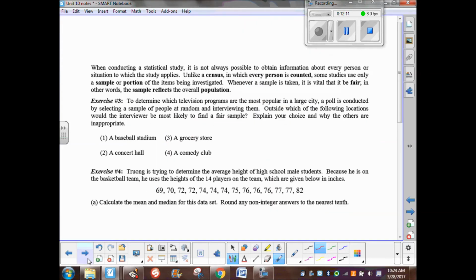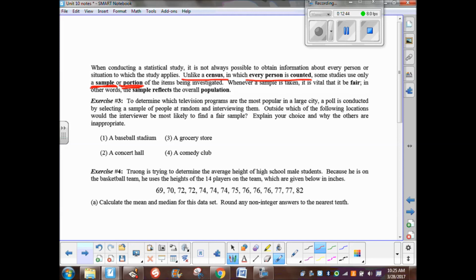Okay. So on the next page it says, when conducting a statistical study, it's not always possible to obtain information about every single person or situation to which the study applies. It says, unlike a census, okay, a census finds information about every person, where every person is counted. Most studies use only a sample or a portion of the items being investigated.